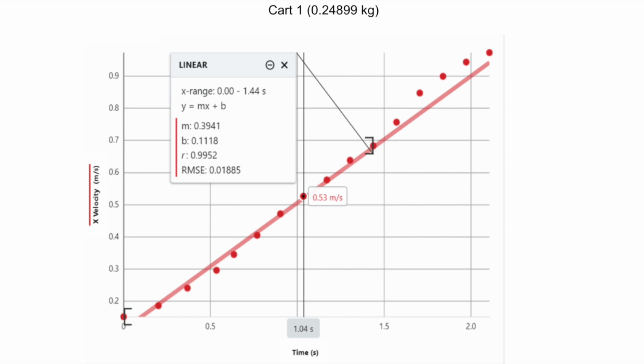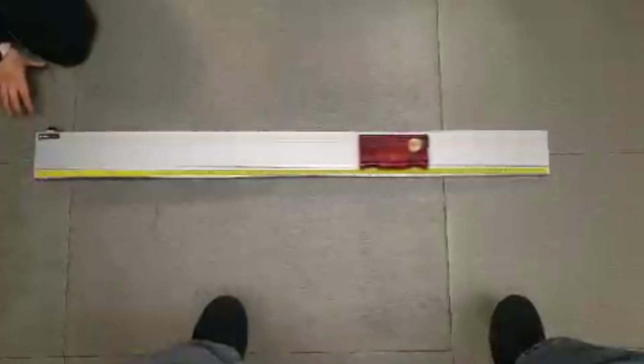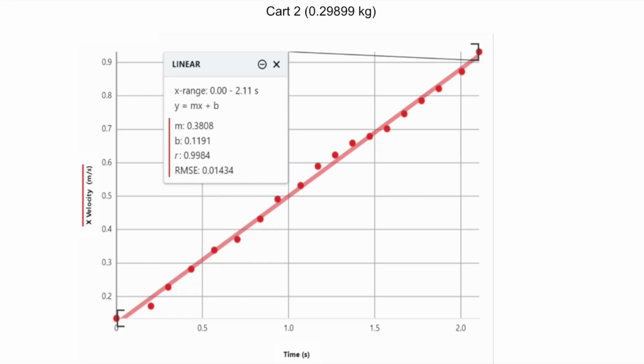Our first graph shows cart 1 having the initial mass of 0.24899 kilograms. The slope of the velocity versus time graph equals the acceleration, which gives us 0.3941 meters per second squared. Our second graph shows cart 2 having one of the 0.05 kilogram weights added to it, giving us a total cart mass of 0.29899 kilograms with a slope and acceleration of 0.3808 meters per second squared.